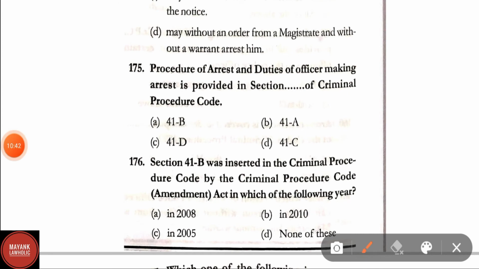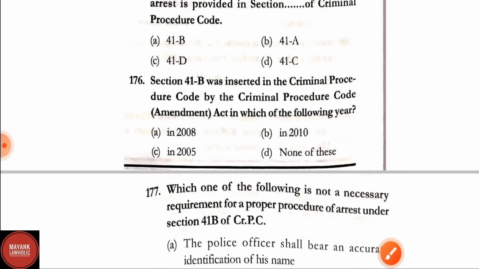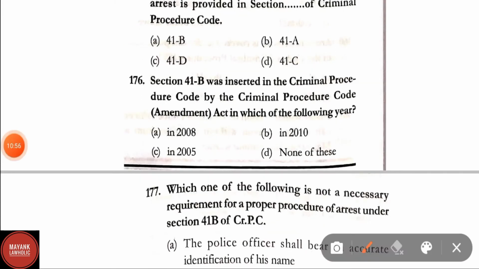Question number 175. Procedure of arrest and duties of officer making arrest is provided in section dash of Criminal Procedure Code. Here correct answer is option A, that is section 41B of Criminal Procedure Code. Question number 176. Section 41B was inserted in the Criminal Procedure Code by the Amendment Act of which of the following year? Here correct answer is option D, none of these.